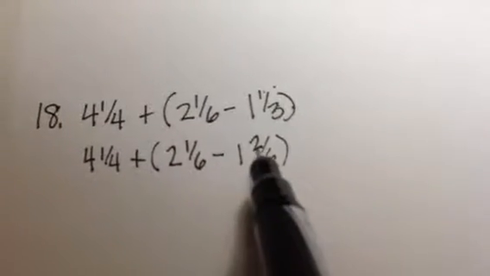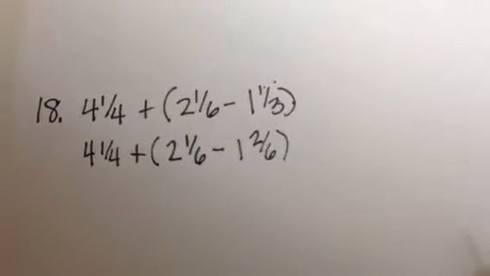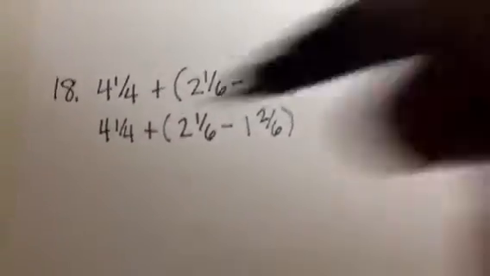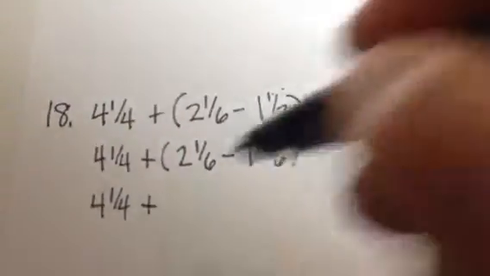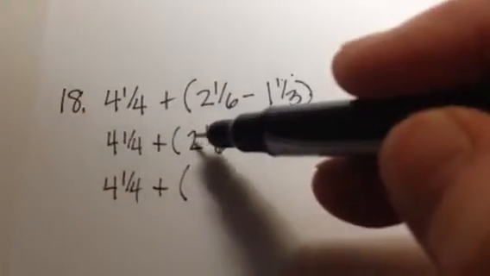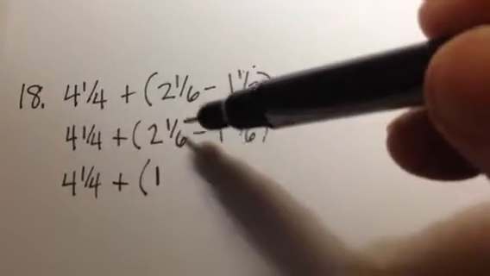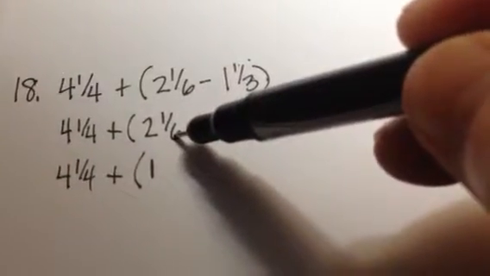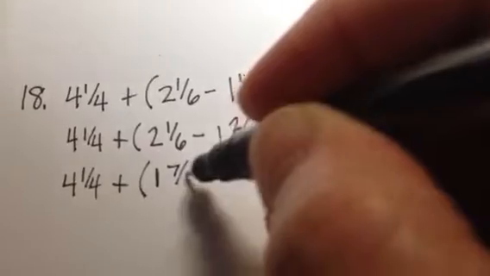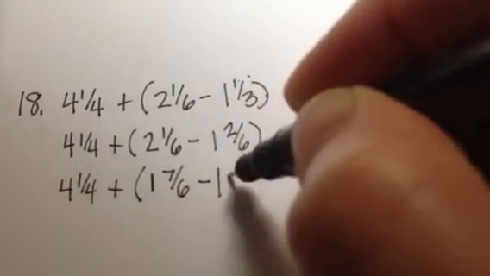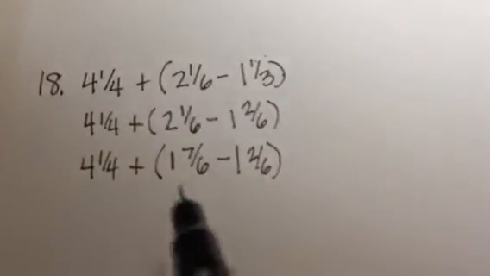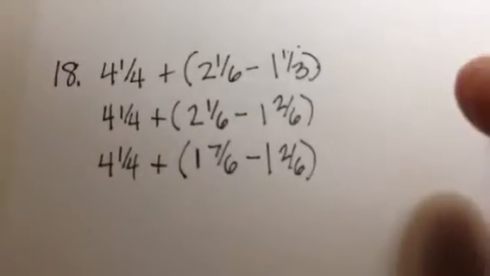Now, can I take 2/6 away from 1/6? No, I'm going to have to borrow. So I'm going to write 4 1/4 plus, I'm going to take one of my whole numbers here, so this is going to be 1 left, and I'm going to make that whole number 6/6. So 6/6 plus 1/6 would be 7/6. You got it. Minus 1 2/6. Now, can I do that? Yes, I can. So now I have 4 1/4.